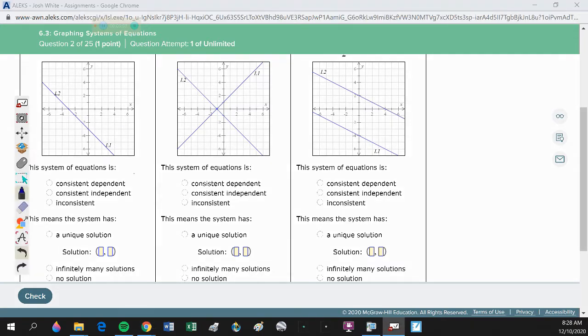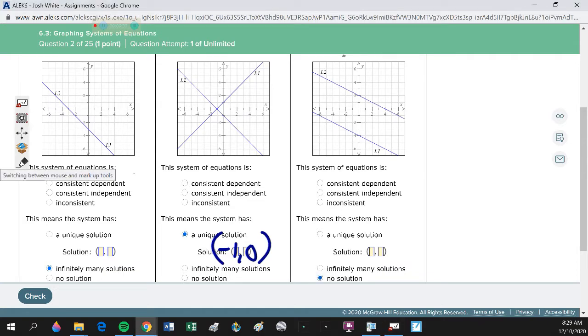What you need to know is this first one says infinitely many solutions. How many times do those two lines touch? They touch in an infinite number of places. How many times does the second one touch? Once. So we click on that, and then we put the solution. So we would write (-1, 0). And then how many times does the third one intersect? No solution. That's the important part. But we have to match those up with the other equations.